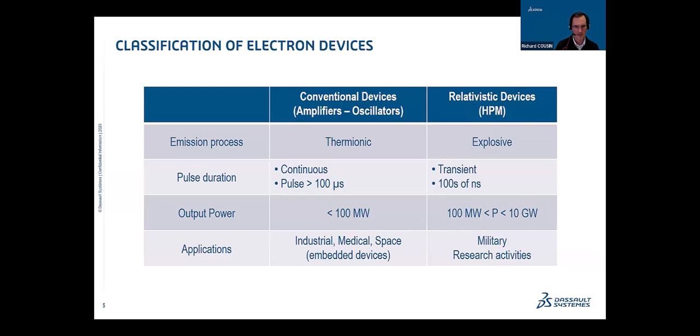The output power is limited for classical devices, roughly below 100 megawatt, whereas for relativistic devices, it can really be up to several gigawatt. And finally, the applications behind. For the classical devices, these are embedded devices, such as industrial equipment, medical devices, space tubes, and so on. And for relativistic devices, these are mainly military and research activities.